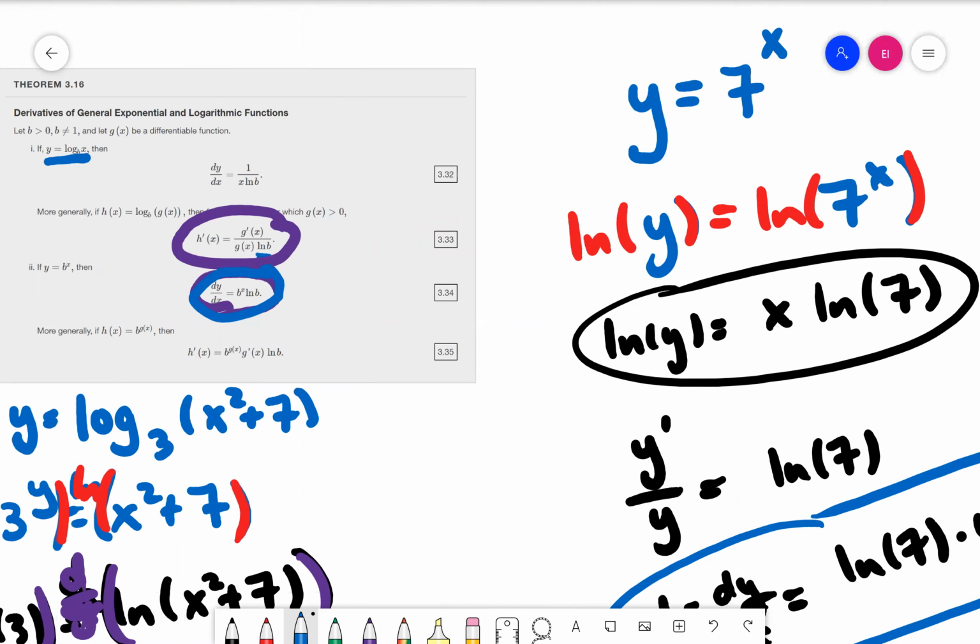Okay, thank you for your time. Hopefully that kind of clears things up. This isn't something you have to memorize. You can always derive it using this trick where you take natural log of both sides and then apply the chain rule.